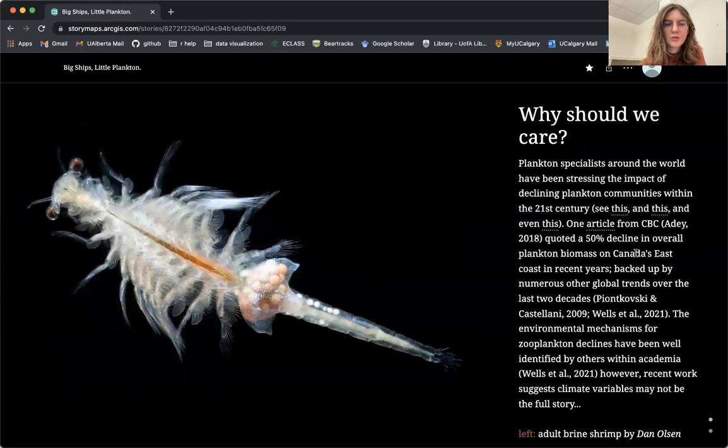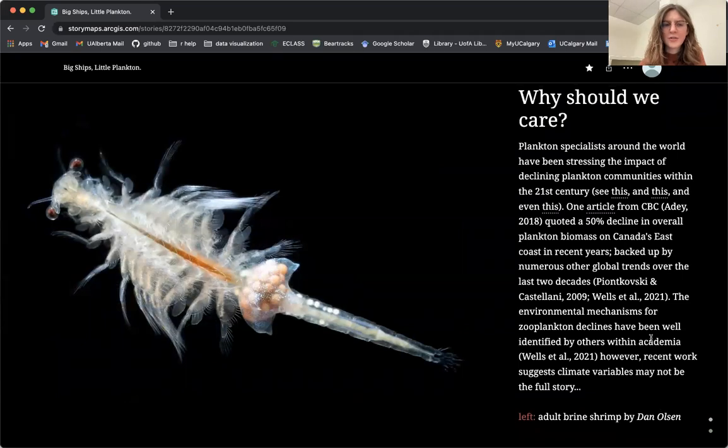But why should we care about zooplankton? Plankton specialists around the world have really been stressing plankton declines within the 21st century. And some articles have even quoted a 50% decline in overall plankton biomass within the last 2 decades. And these are global trends all over the world.